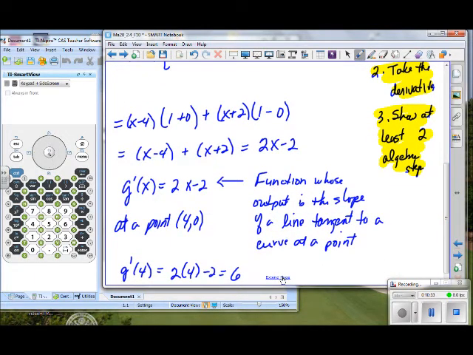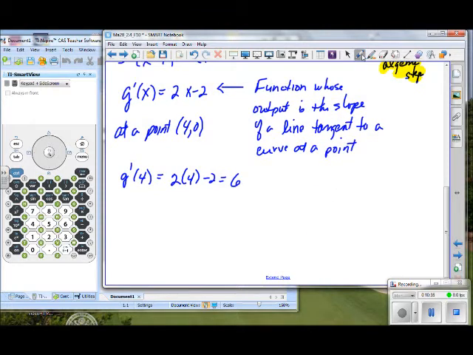Now I said that there was another way we could write this, so let me put that in green. The alternate way would be to take, let's see, g of x is, again, x minus 4 times x plus 2. Let's use FOIL. First terms, x squared. Outside terms, 2x. Inside terms, negative 4x, so that's negative 2x. And the last terms would be negative 8.